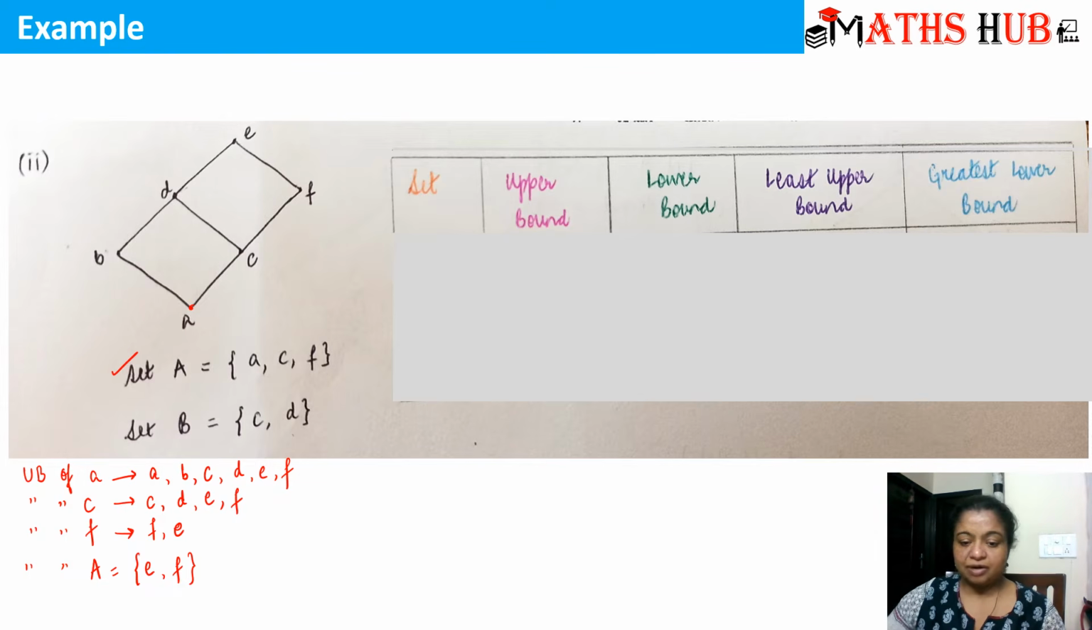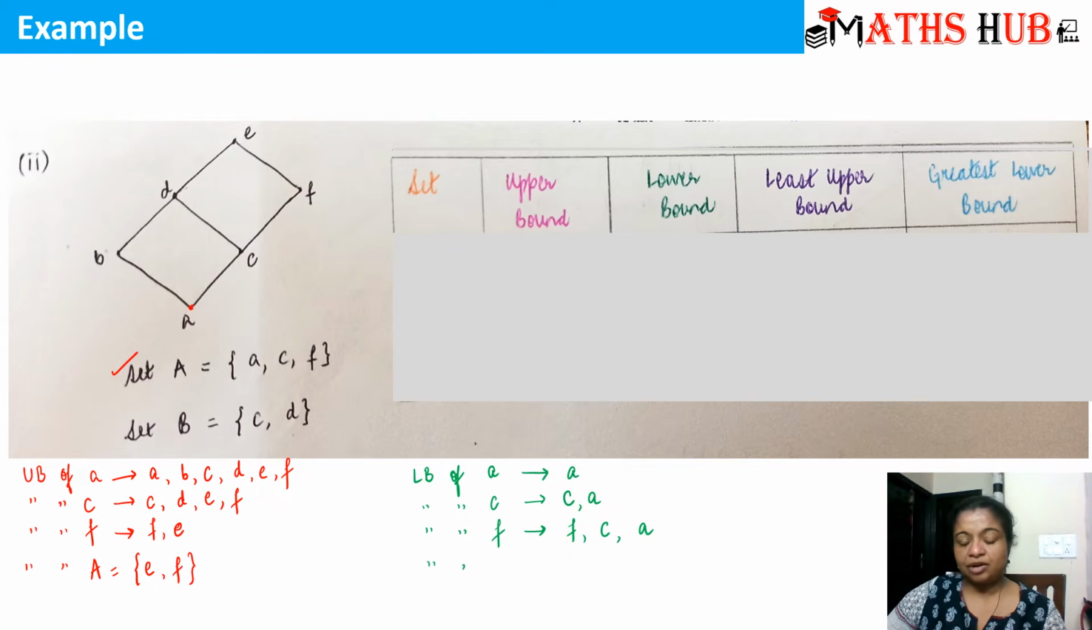Now let's talk about the lower bounds. Who are the lower bounds of element A? A itself, there is nothing lower than A, so it is only A. Now who are the lower bounds of C? The lower bounds of C are C and A. Who are the lower bounds of the element F? The elements are F, C, and A.